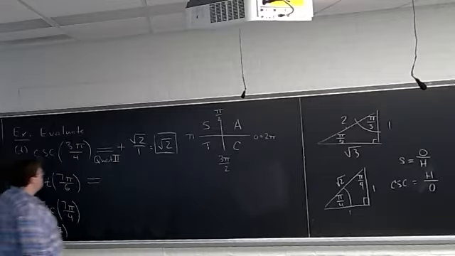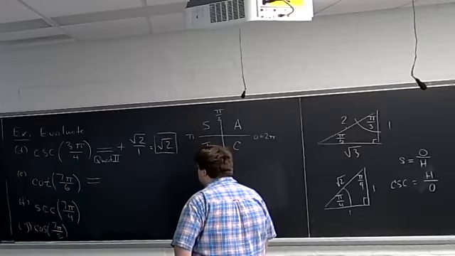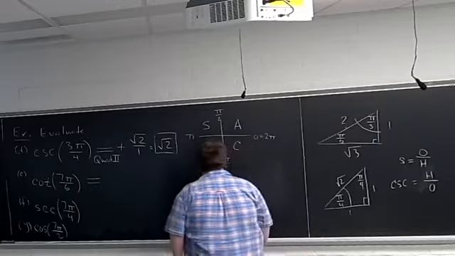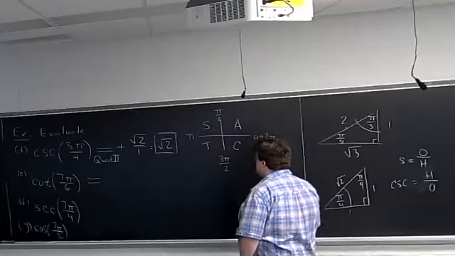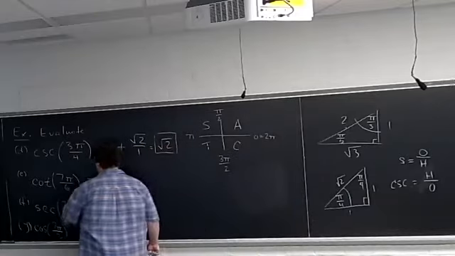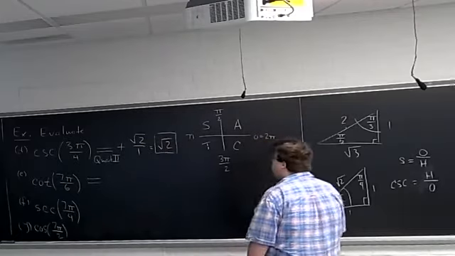Part E, cotangent 7 pi. Oh, I already asked one with 7 pi over 6, didn't I? I asked cosine of 7 pi over 6. Yeah, okay. Probably should have made it 4 pi over 3. We'll do this one since many of you probably already wrote it.